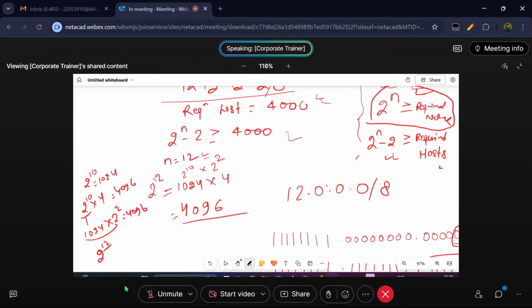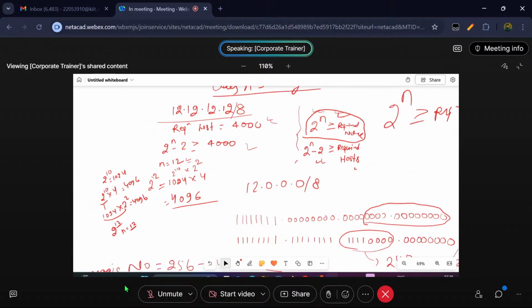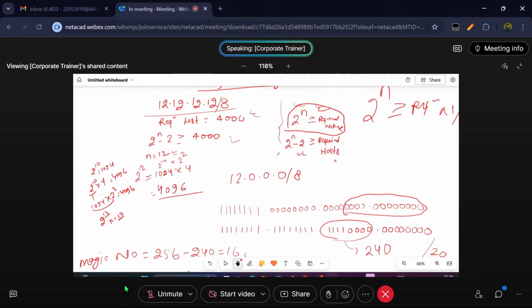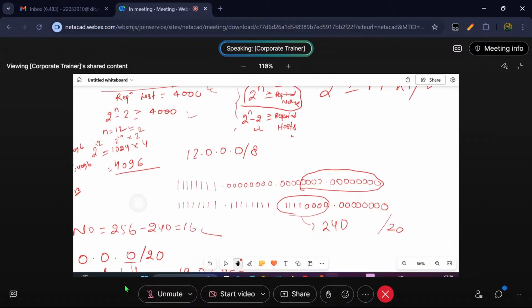So if the value of n is 12, what I have to do is, whatever network ID is given and whatever subnet mask is given, first of all, just write the binary form of your subnet mask. I have written it as it's a class A IP. So what is the subnet mask?